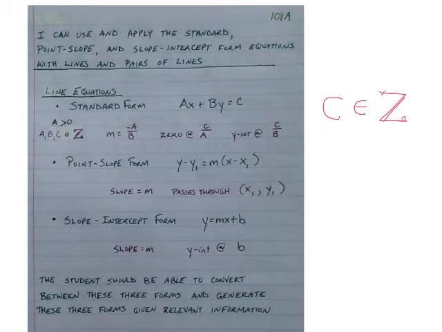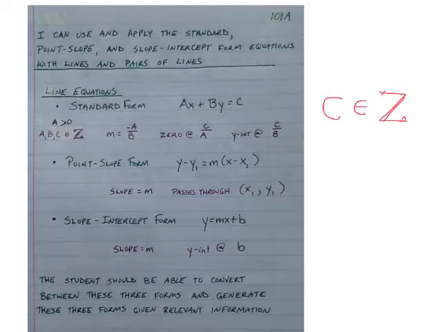When we have the standard form equation, we can find that the slope is equal to negative a over b. We have a 0 or an x-intercept at c divided by a, and we have a y-intercept at c divided by b. This piece is less important, though I will make use of it. These things are key to us.